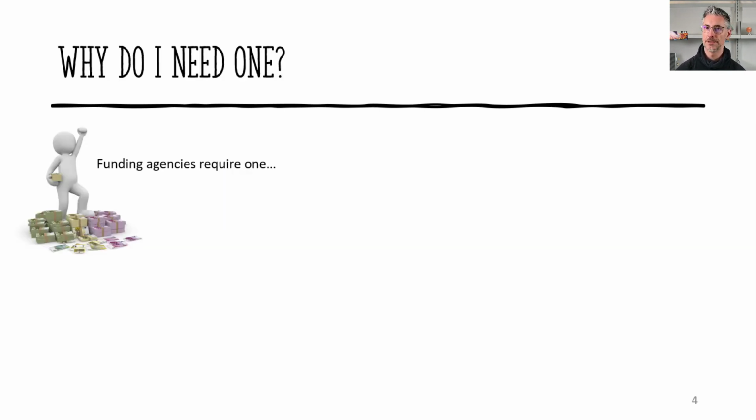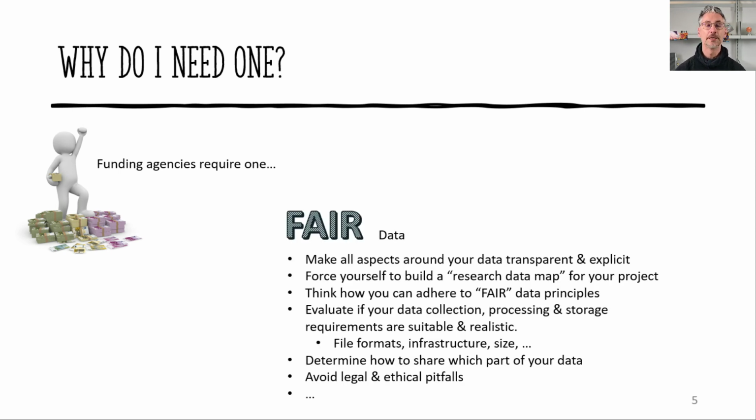So why do we need a Research Data Management Plan? One aspect is that the funding agencies often require one, but typically if we want to have FAIR data, then we need to make sure that our data are findable and also can be described properly. So we need to make sure that all aspects around our data are transparent and explicit. And the Research Data Management Plan helps us to write down and make our assumptions, but also our choices explicit.